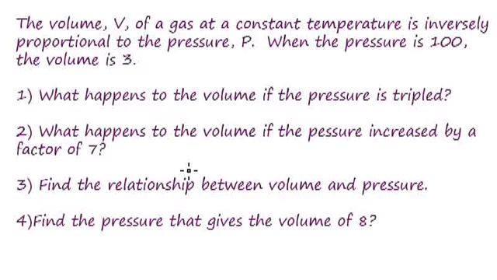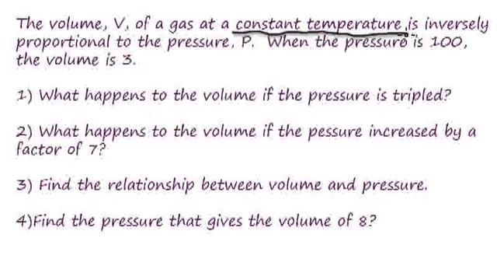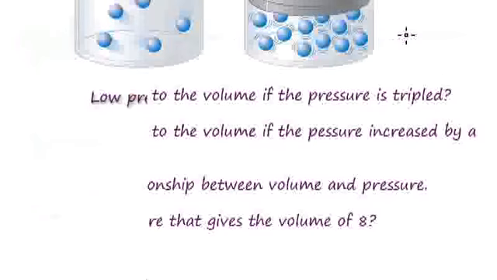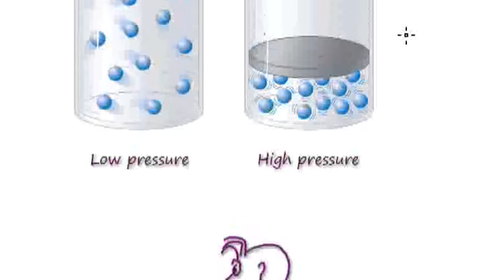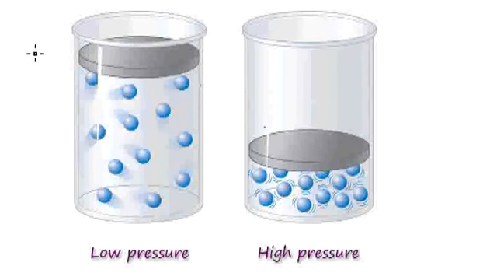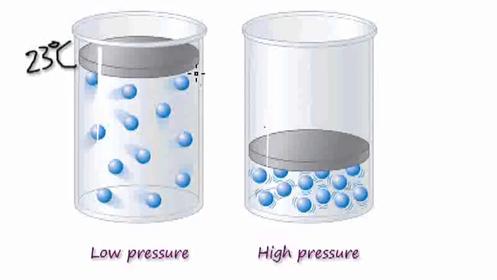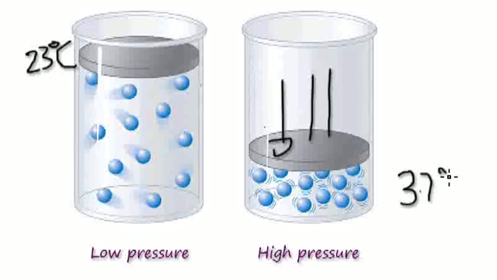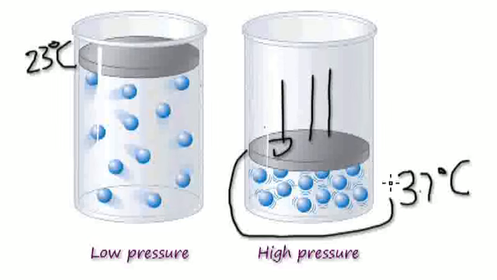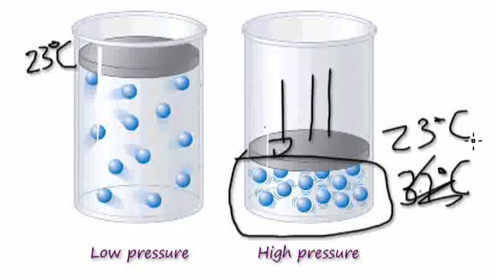So here's a question. The volume V of a gas at a constant temperature. Constant temperature means the same temperature. So for example, let's say this is at 23 degrees Celsius. If you force this down, it cannot be, let's say, 37 degrees Celsius over here. You cannot heat this up. It also has to be 23 degrees Celsius. It has to be a constant temperature.